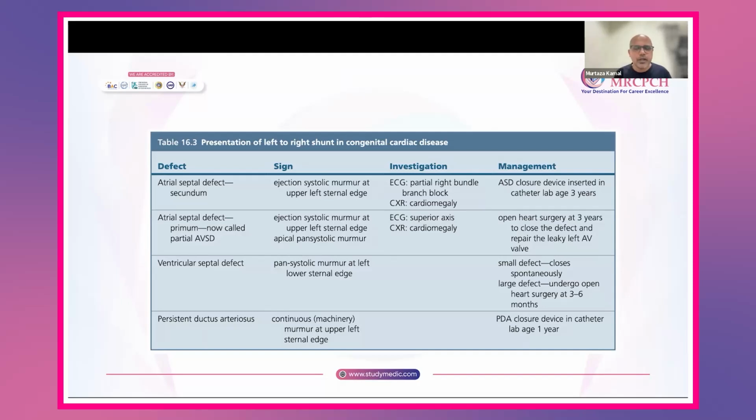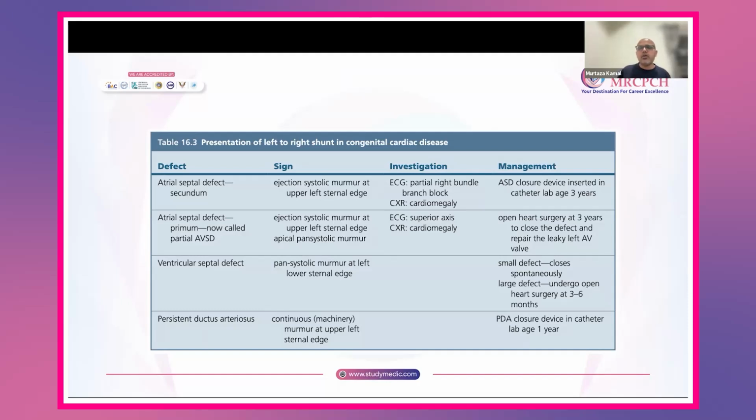Moving on to the ventricular septal defect, we all know that the LV is at a pressure of 120 by maybe 10 and the RV is at a pressure of 25 by maybe 10. So throughout systole, there is a pressure difference of 120 minus 25. So there is a pansystolic murmur at the lower left sternal border.